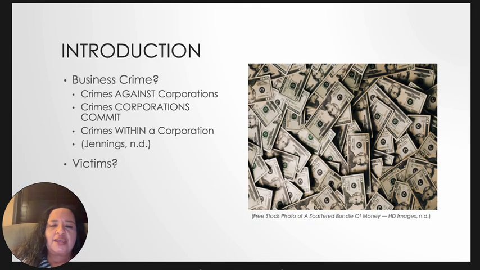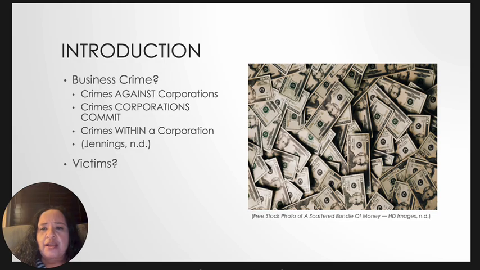So, to begin, what is a business crime? Well, there are 3 types of business crimes described in our textbooks, and those are crimes against corporations, crimes corporations commit, and crimes within a corporation. So, a crime against a corporation would be like securities fraud, the illegal practice of using deceptive tactics or manipulation to profit from buying or selling securities. This includes crimes like insider trading, Ponzi schemes, and misrepresenting a company's financial health to lure investors.